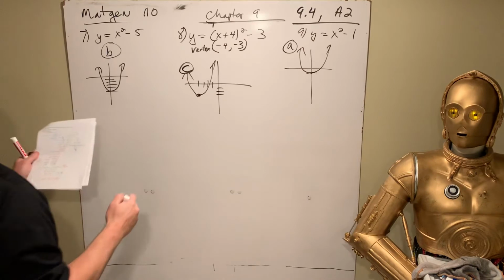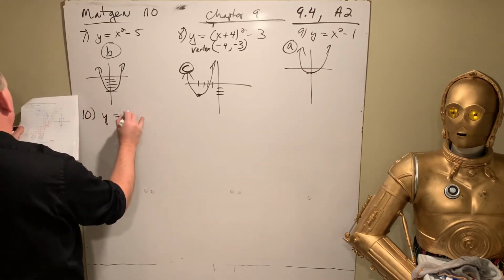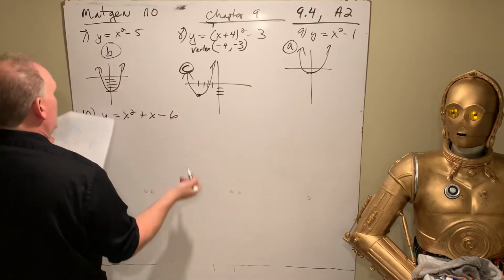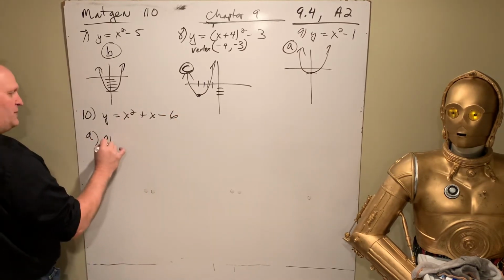Okay, they said do everything to this. Number 10, y equals x squared plus x minus 6. First, does it open up or open down? Well, it's positive x squared, so it opens up.